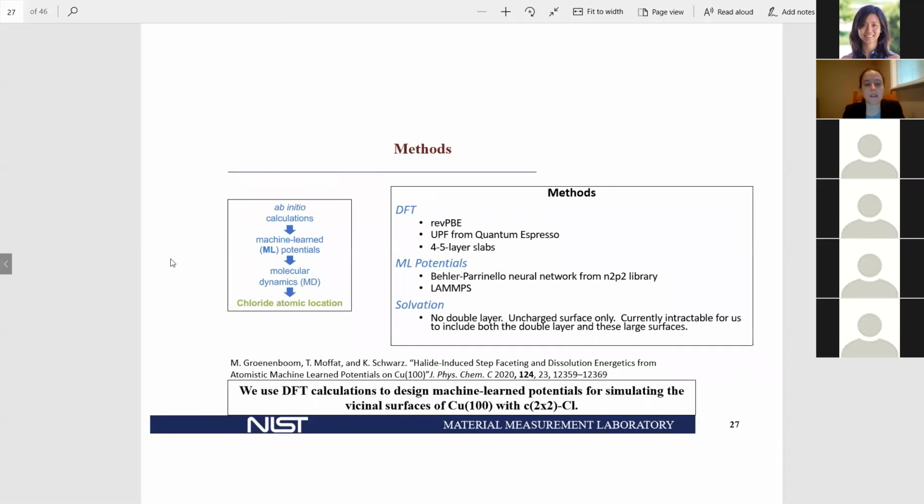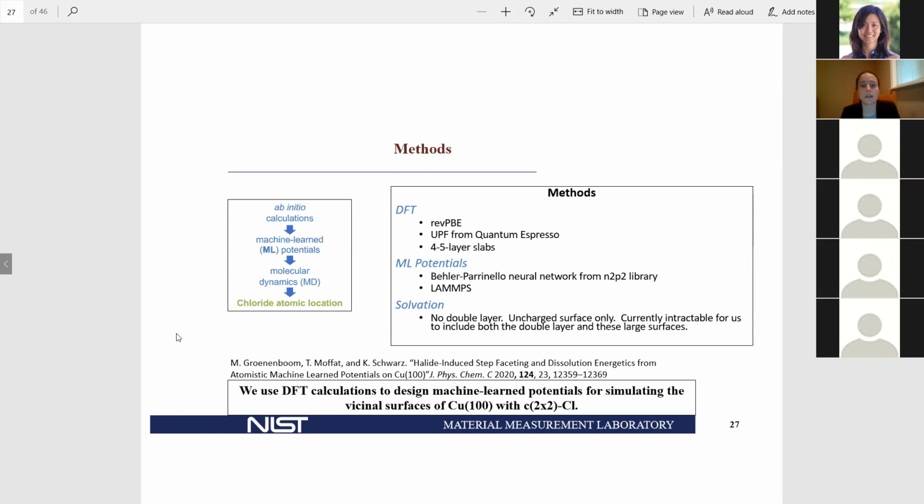A brief discussion of the methods, because they're slightly different than the continuum methods that we applied earlier. We have a number of DFT systems, and then we use the DFT to develop machine learned potentials using the Behler-Parrinello neural network from n2p2. And then we put these potentials into LAMMPS so that we can optimize the structures.